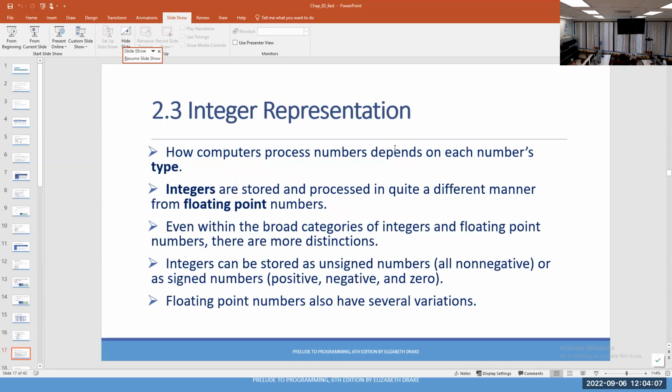So you may raise a question here. How does the computer represent the integer number? If you want to store a number 3, or a number negative 15, how does the computer represent it? That is what you learn in this class. How the computer processes a number depends on the number type. The way it stores the integer number and the way it stores the float number is not the same, because an integer is a whole number, but a float number has a decimal part and a fractional part.